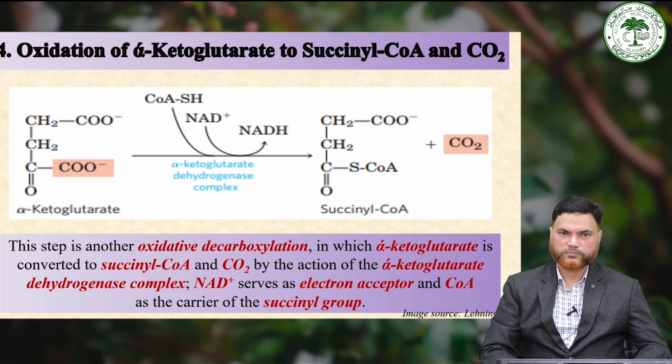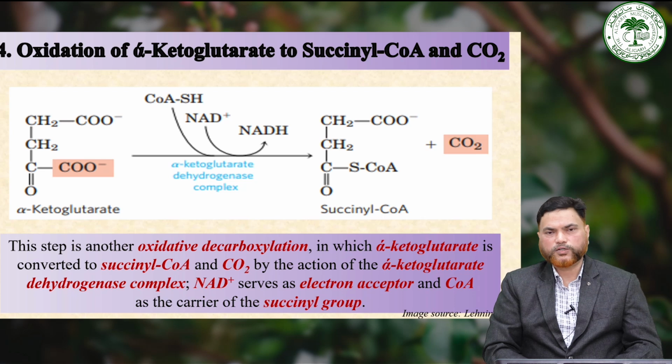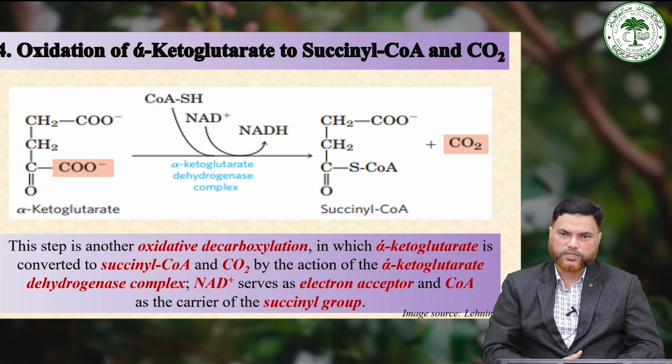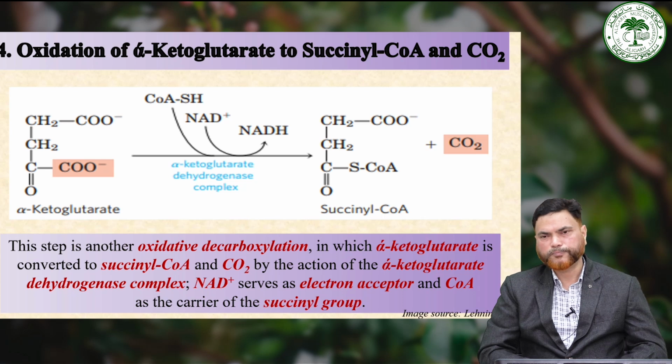Now then, in the next step, that is oxidation of alpha ketoglutarate to succinyl coenzyme A with the release of carbon dioxide. So basically this step of the tricarboxylic acid cycle involves the conversion of alpha ketoglutarate to succinyl coenzyme A, and basically this process is catalyzed by the alpha ketoglutarate dehydrogenase complex.